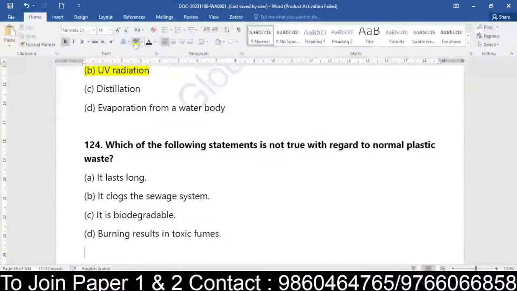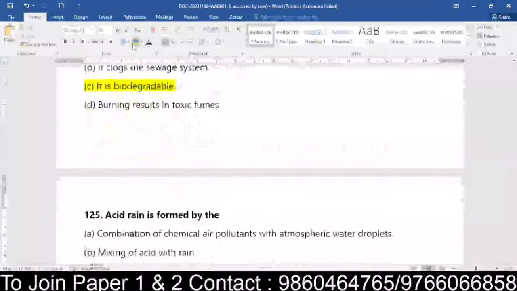Which of the statements is not true with respect to normal plastic waste? The statement is that it is biodegradable. That is not true with respect to normal plastic waste, right? Okay, coming to question number 125.